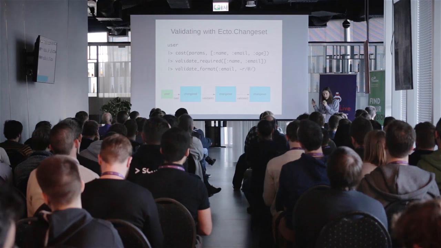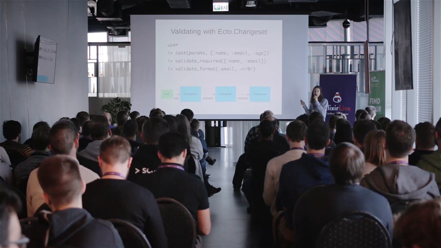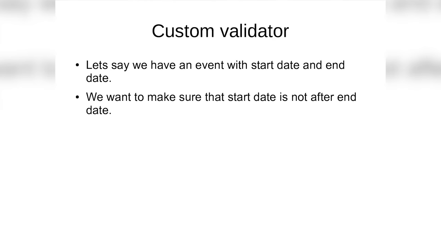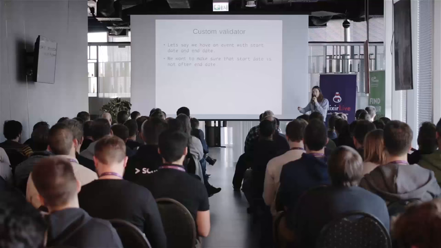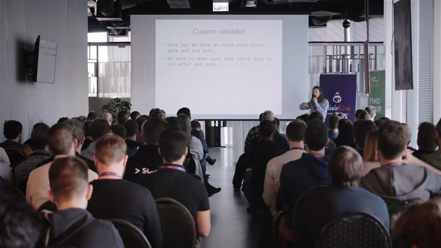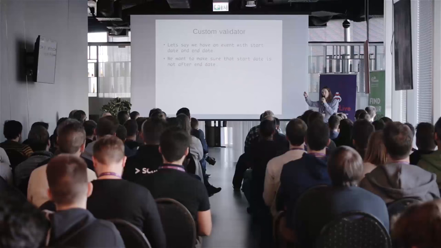OK, so what if the Ecto library doesn't provide us with the validator that we need and we want to implement something ourselves? So let's say we have an event like today's conference. It has a start date and end date, and we want to make sure that the start date is not after the end date. Otherwise, we're involved in time travel, and the only programming language that does that is Python with from future import. Elixir doesn't support that yet.